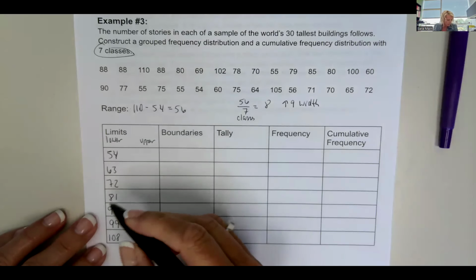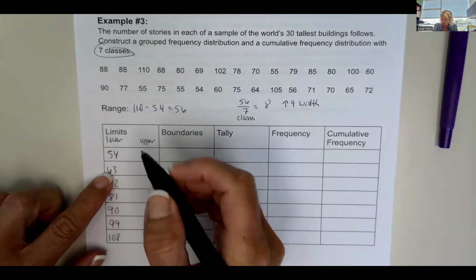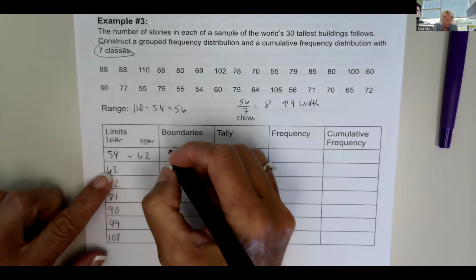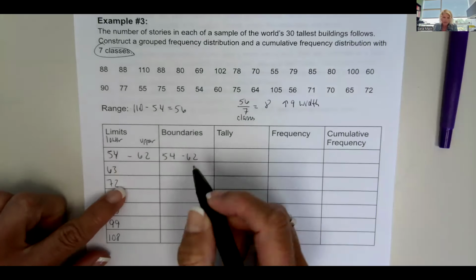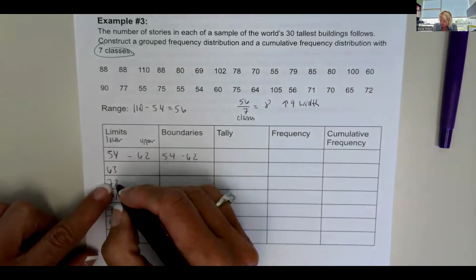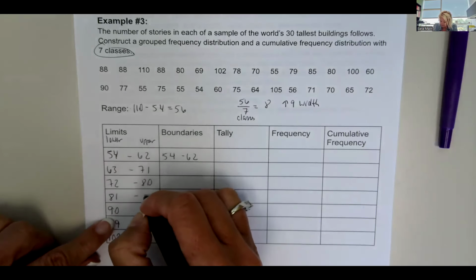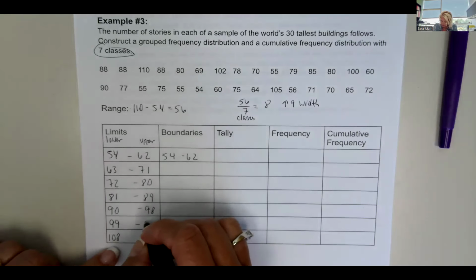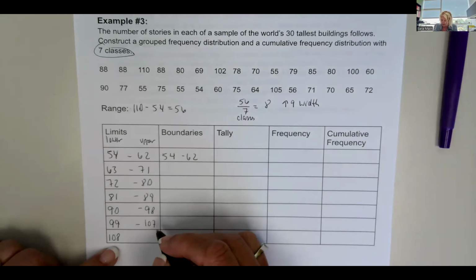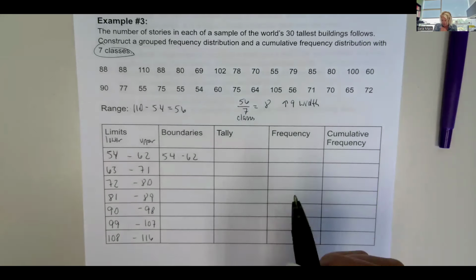And then my uppers are going to be one below. So my upper in the first group is going to be 63 minus 1, which is going to be up to 62. So my boundaries are essentially just moving those over here. So I'm just going to write them in here. So this will be up to 71. This will be up to 80. This will be up to 89. This will be up to 98. This will be up to 107. And then we'll add 9 from 107 to get 116. So the upper should also be 9 in their width.